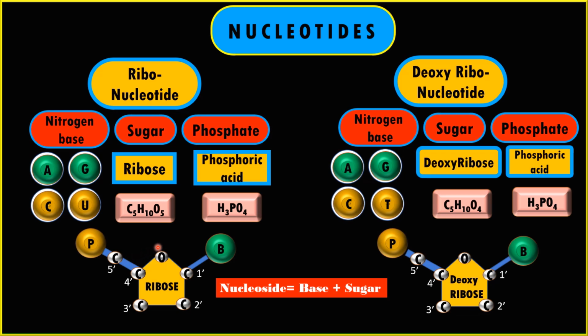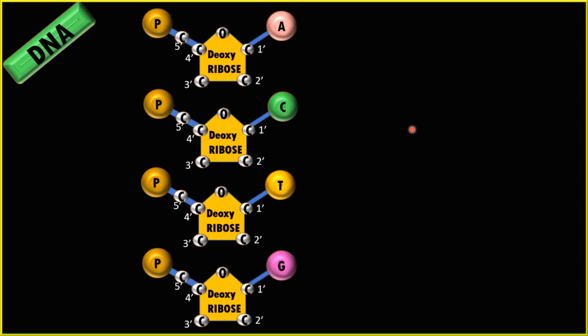Now there is one more term here, that is nucleoside. Base plus sugar is called a nucleoside. I'll repeat again, base plus sugar is called a nucleoside. There is a word ending with SIDE, nucleoside. So base plus sugar is a nucleoside, whereas base plus sugar plus phosphate is called a nucleotide. I hope you are understanding the difference between ribonucleotides and deoxyribonucleotides.